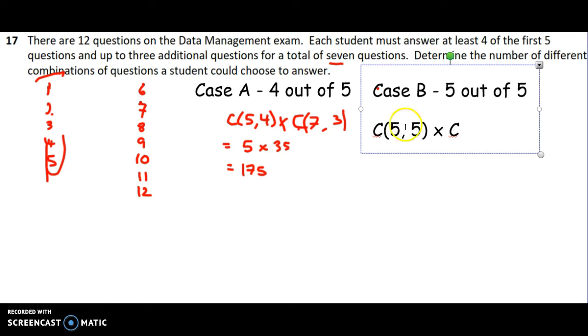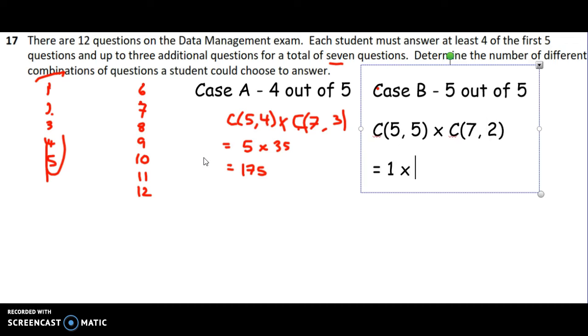So in case B, where they do answer all 5 of the first 5 questions, that means from the first 5 questions, they're choosing all 5, but they still need to answer 7 questions. So that means from questions 6 through 12, there's 7 questions left. They must choose 2 more questions to answer, and that'll give them a total of 7 questions answered. So 5 choose 5 is of course 1. 7 choose 2, we'll quickly answer that.